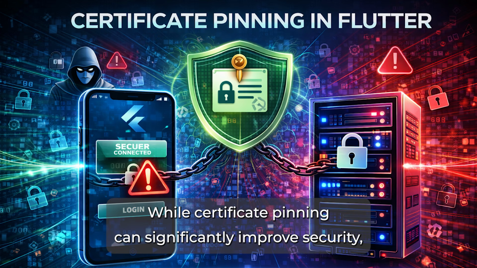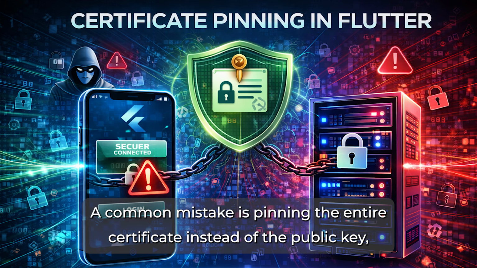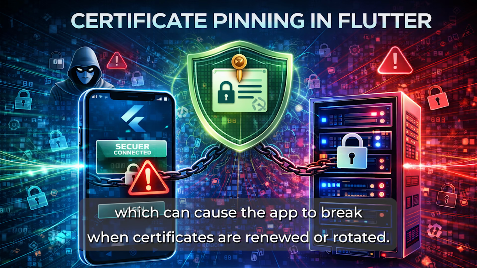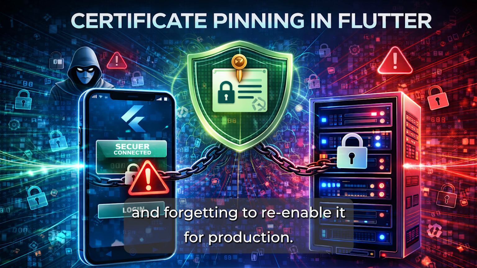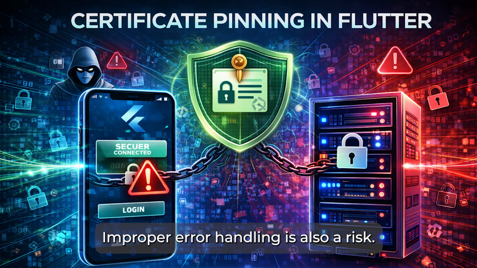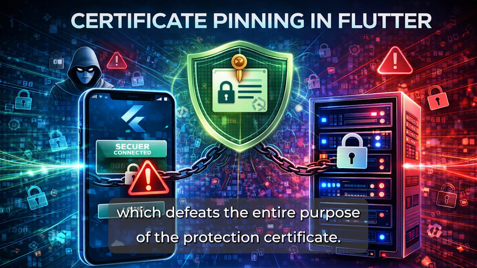While certificate pinning can significantly improve security, it is easy to implement incorrectly. A common mistake is pinning the entire certificate instead of the public key, which can cause the app to break when certificates are renewed or rotated. Another frequent error is disabling certificate validation during development and forgetting to re-enable it for production. Improper error handling is also a risk. Some apps silently fall back to insecure connections when pinning fails, which defeats the entire purpose of the protection.